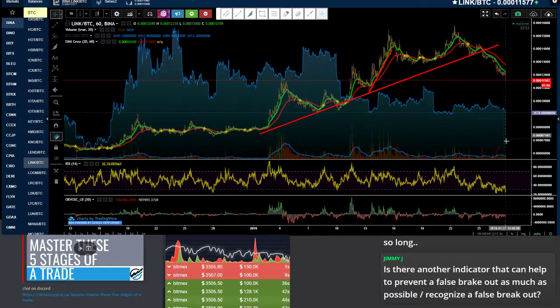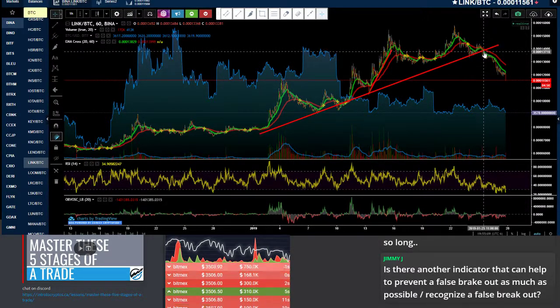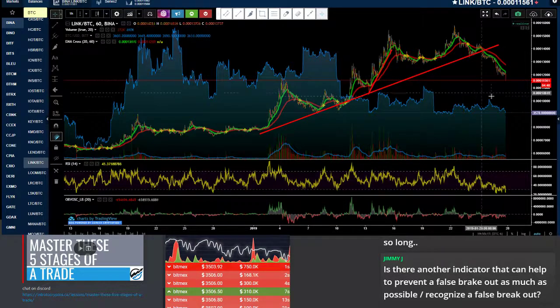This is going to take all of the alts with it right now. One of the reasons I'm watching for this is that it's no good to even be in Bitcoin right now. If you were selling out of Link, it would be good to put that right into US dollar Tether at this moment.